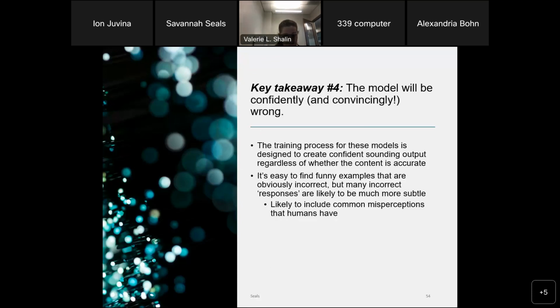It's easy to find funny examples. Funny examples are fun. I have some in this presentation, but many incorrect responses are likely to be much more subtle. They're going to include things that are common misperceptions that humans have. So in general, if it's something that you really need to know the technical details of, a large language model is not the best way to find your answer.